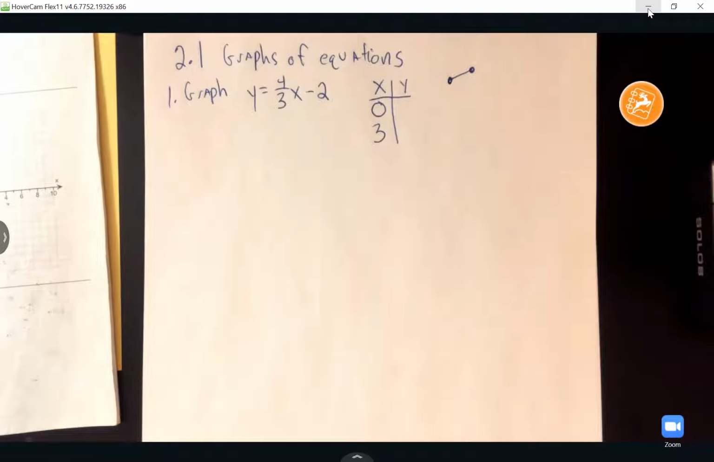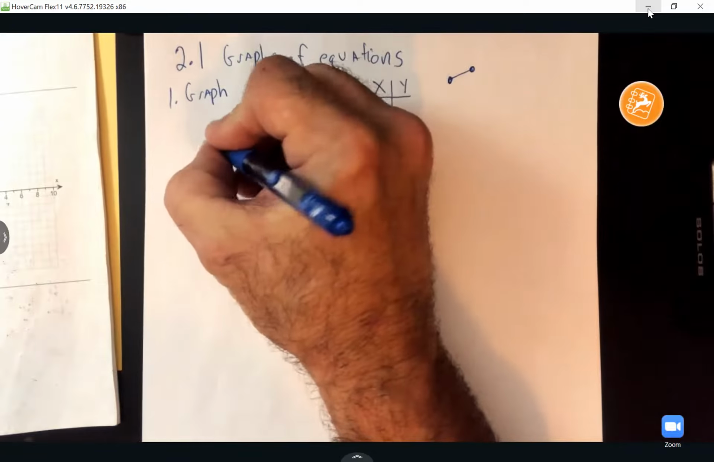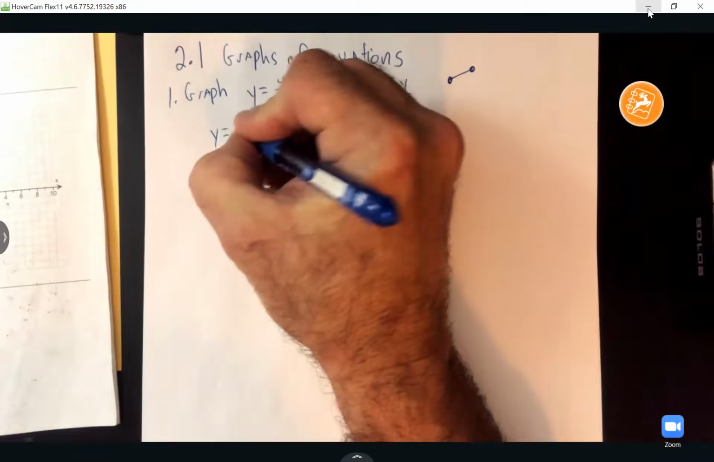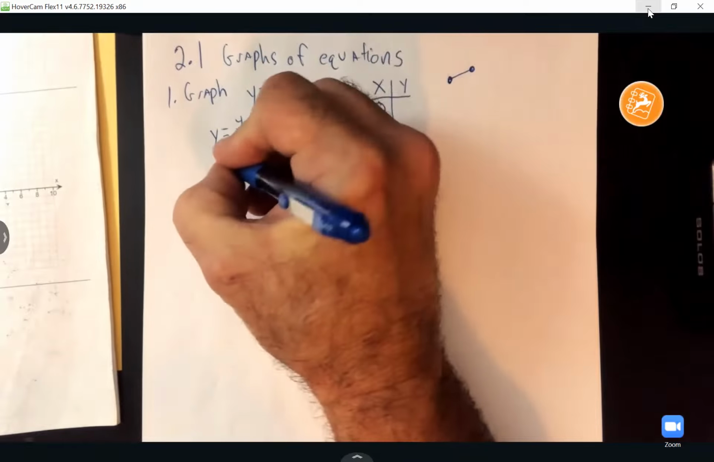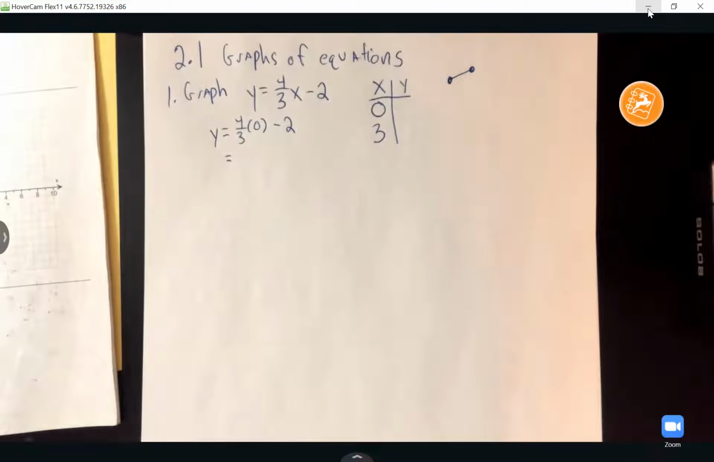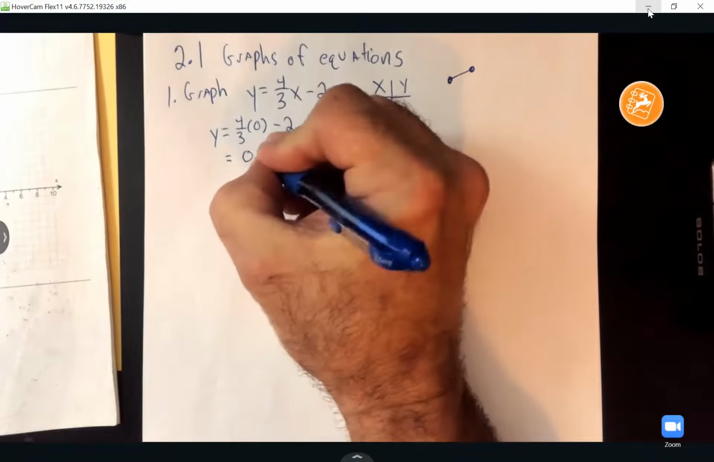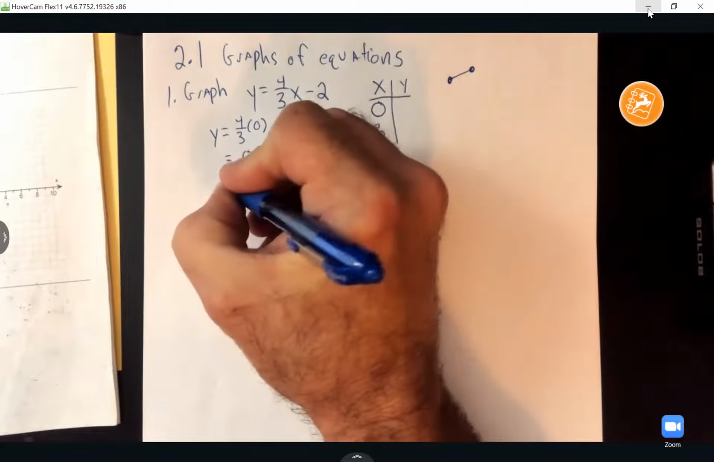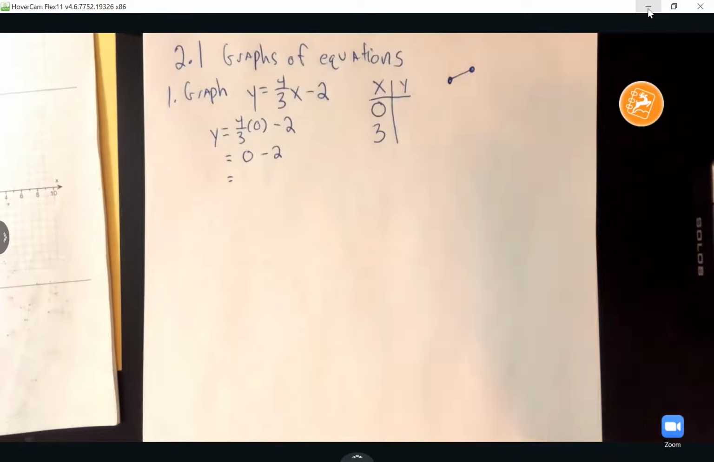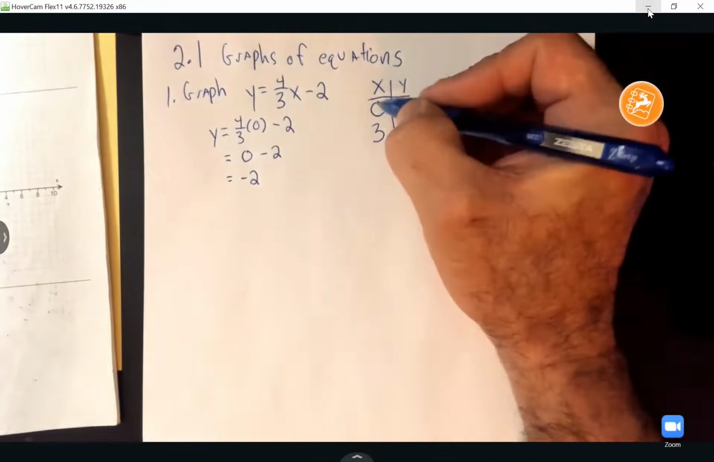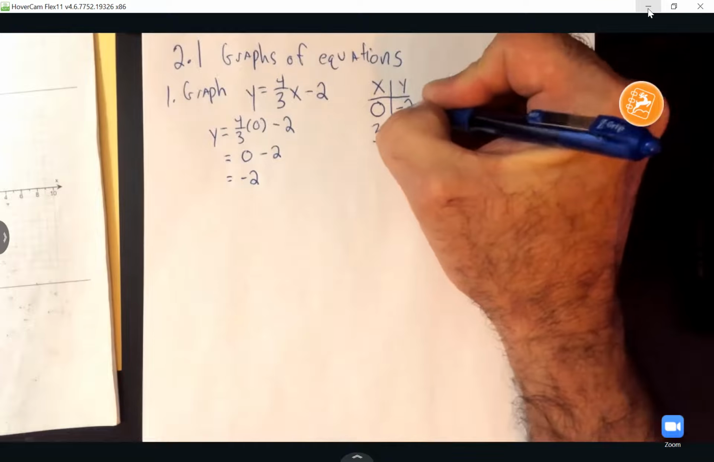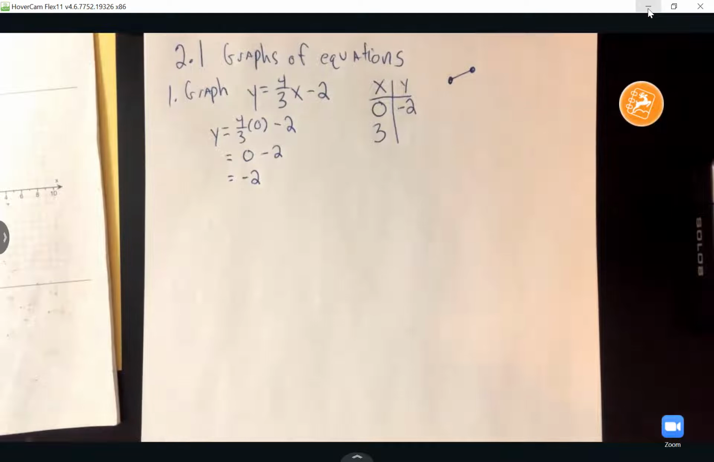So first, let's plug 0 in for X. That gives us Y equals 4/3 times 0 minus 2. Well, this is nice. Following order of operations, 4/3 times 0 is 0. So that'll give me 0 minus 2, and then 0 minus 2 gives me a negative 2. So when X is 0, my Y value is negative 2.